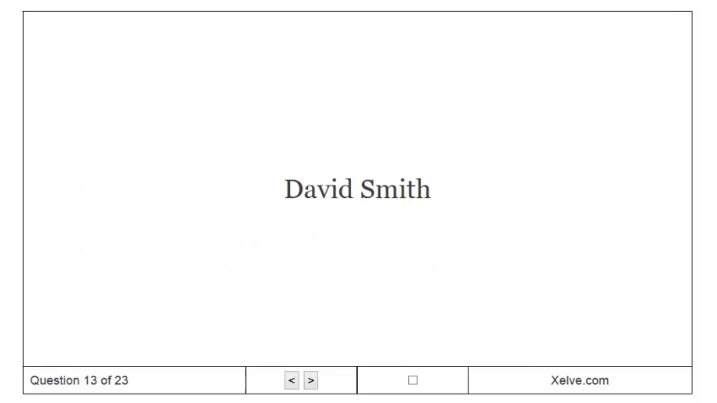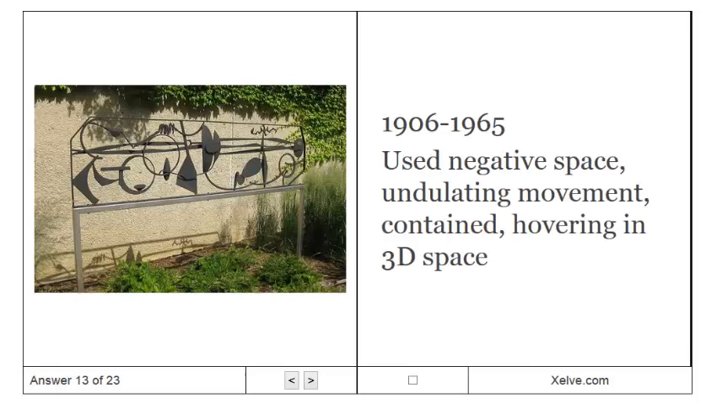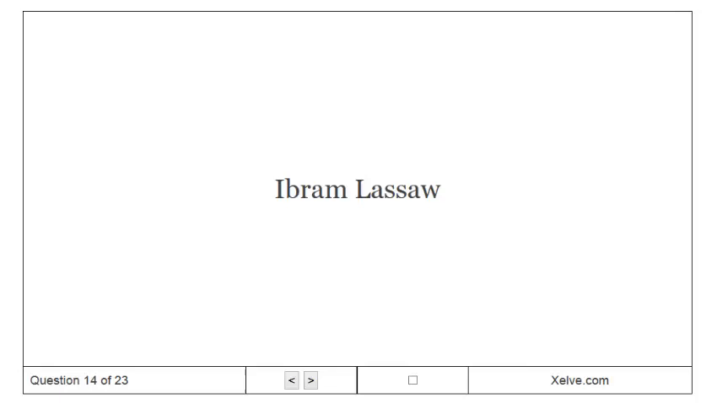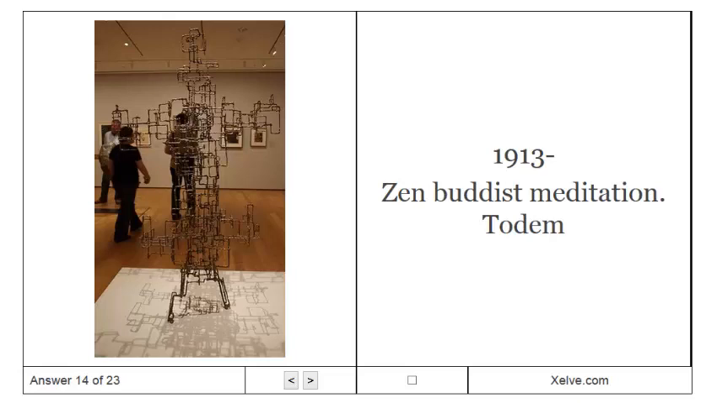David Smith, 1906 to 1965, used negative space, undulating movement, contained, hovering in 3D space. Ibram Lassaw, born 1913, Zen Buddhist meditation, to them.